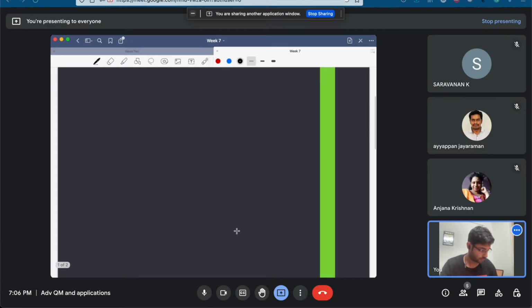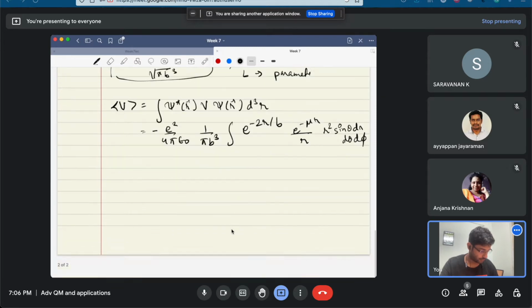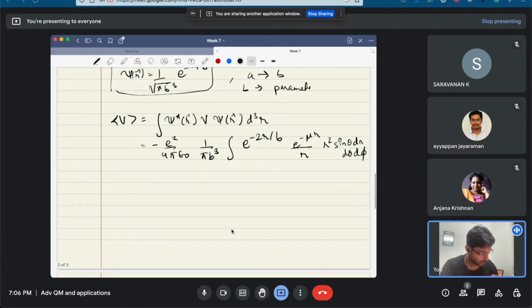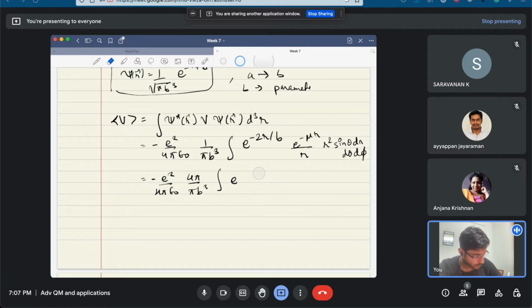Okay. So e to the power minus 2r by b, and we have the potential e to the power minus μr by r, and since this is d³r, that is spherical coordinates, we have r² sin θ dr dθ dφ. Right. Now since there is no theta dependence, we already know that sin θ dθ dφ gives us a 4π, so we can directly take the 4π out from there, and all we have to do is the integration of e to the power minus (μ + 2/b) r, and this cancels out, so we have r dr. This goes from 0 to infinity.